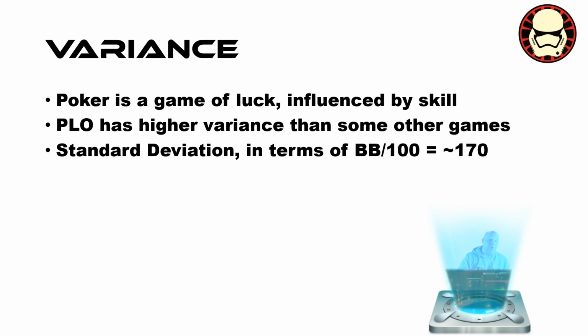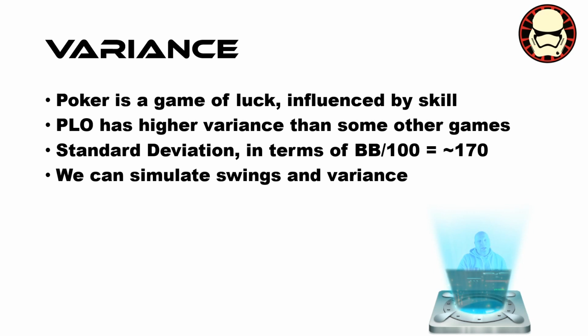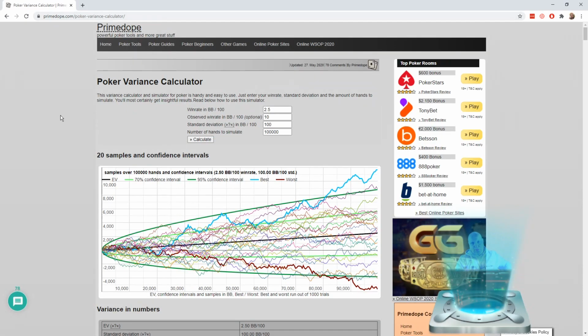But we could say that in modern 6-max, a good average number is 170, more or less. And you will see how it affects those swings. We can simulate swings and variance with a variance calculator. I have here the primedope.com variance calculator. What we do here is there's a win rate in big blinds, and then there's observed win rate. We don't need that. And there's the standard deviation, big blinds per 100, and there are some examples, PLO 6-max 120 to 160, but yeah.